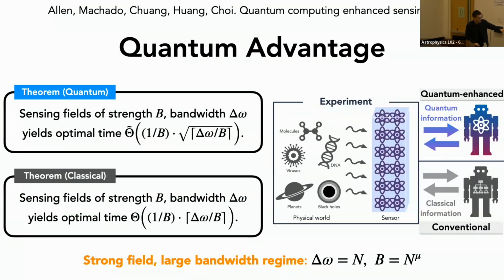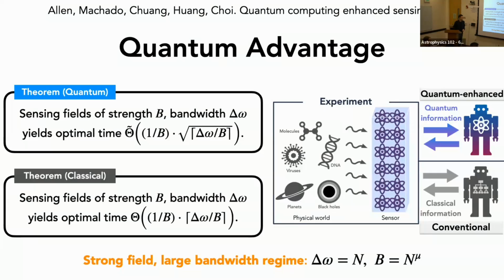And here we consider the field to also be growing with N. So the bandwidth is very large, but also the field is very large, with a scaling of N to the mu. So think of mu as some number between 0 and 1. When mu is 0, it just means a constant field. But when mu is slightly larger than 0, then it would be a field that is also quite large. And now we can plot these two.